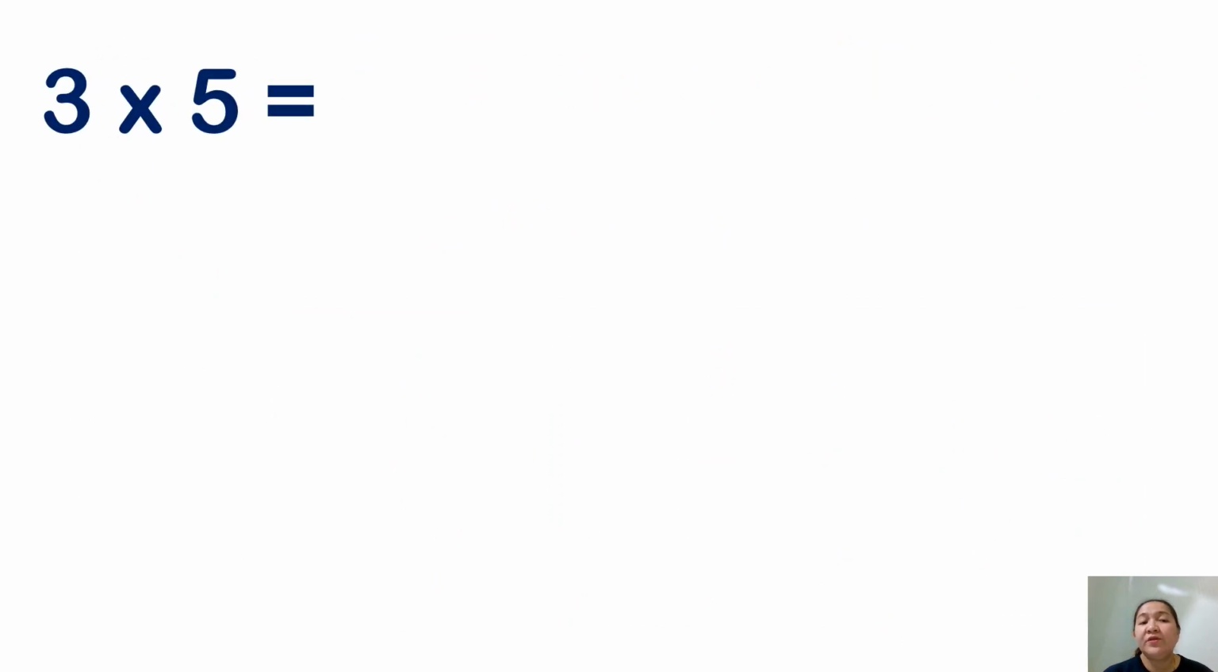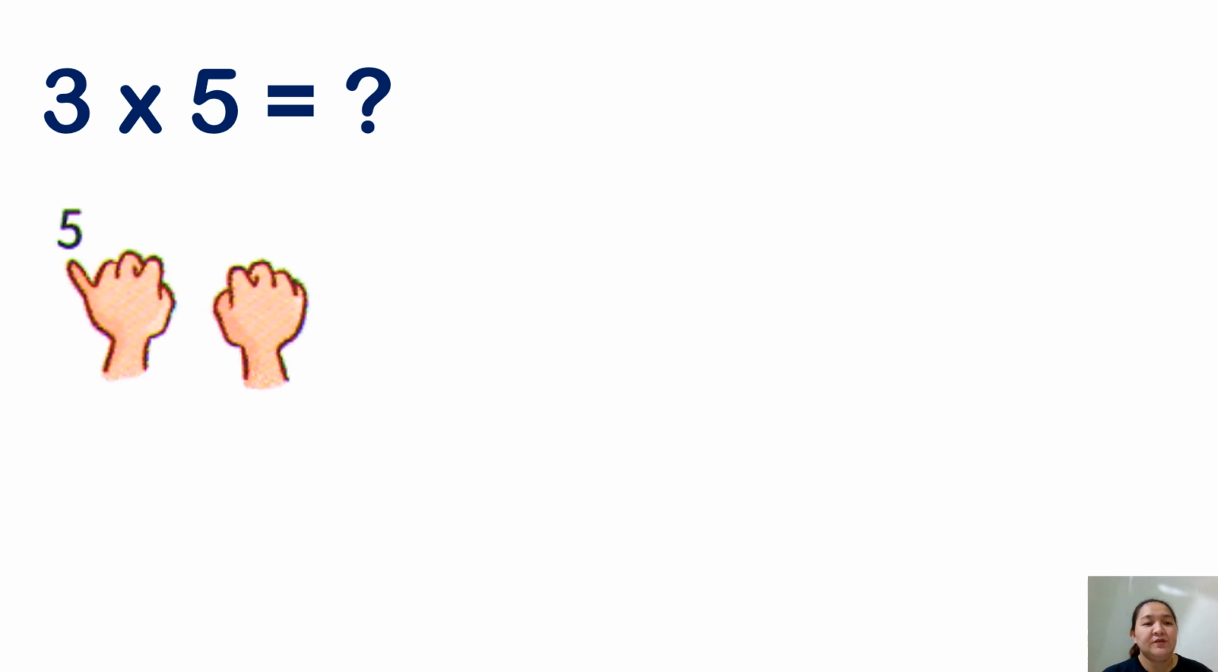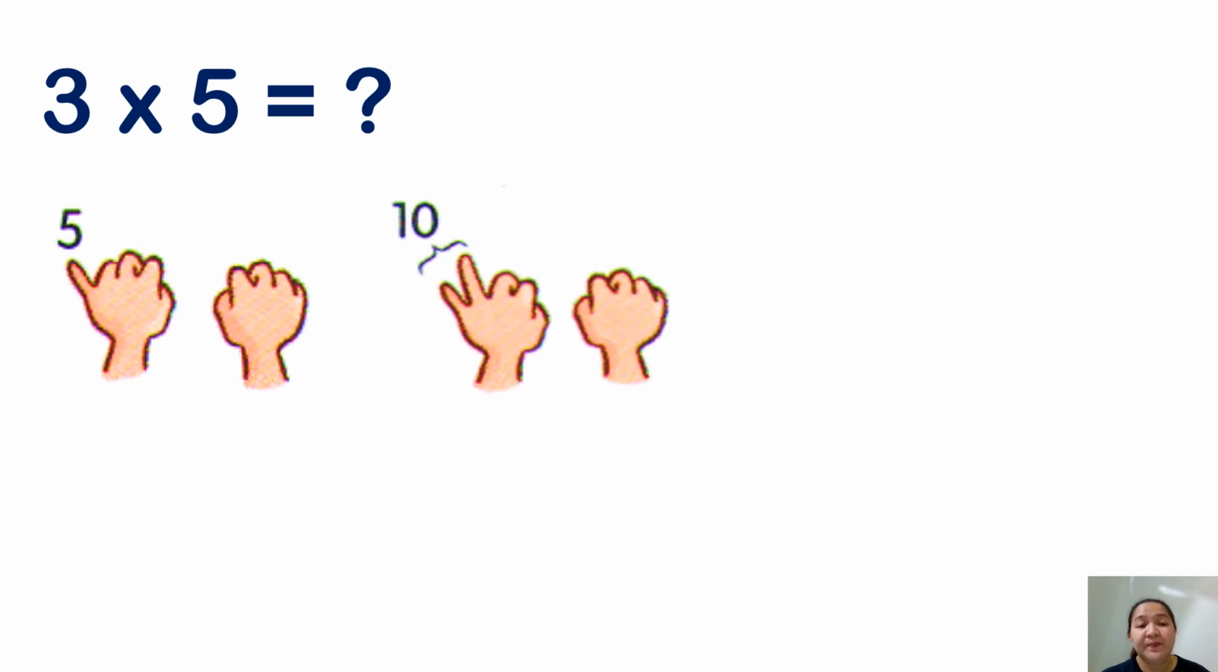So what is 3 multiplied by 5? So we can do skip counting by 5. So the first finger is 5. The second one is 10. Or we could do the first one is 5, the second one is 5. So when we add them together, we will have 10.